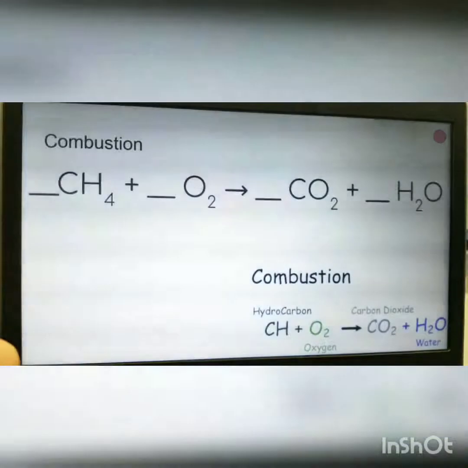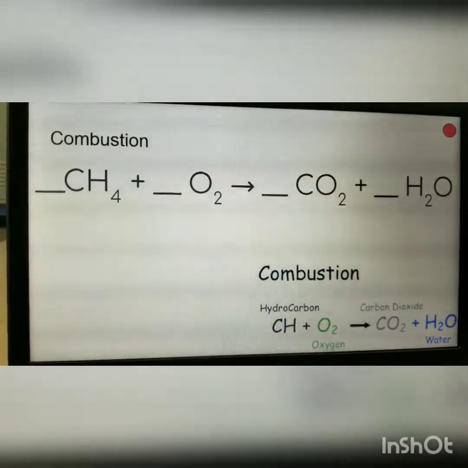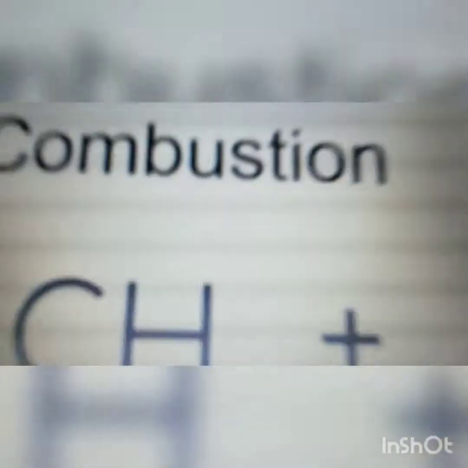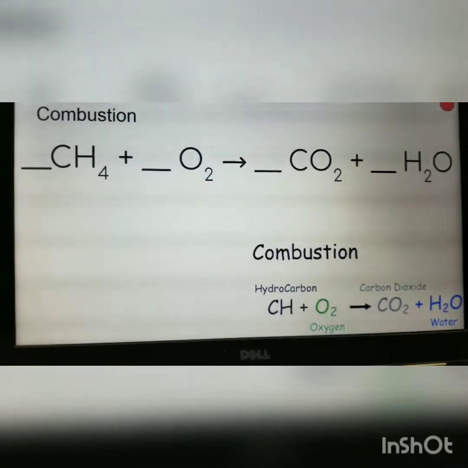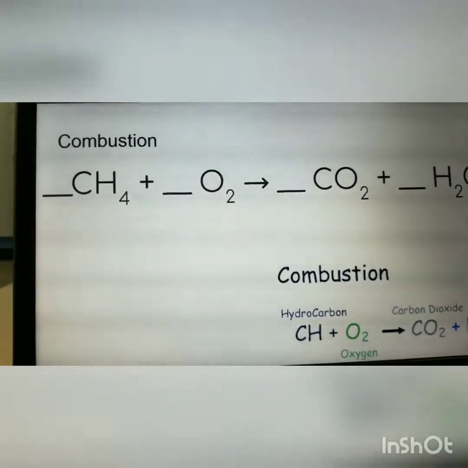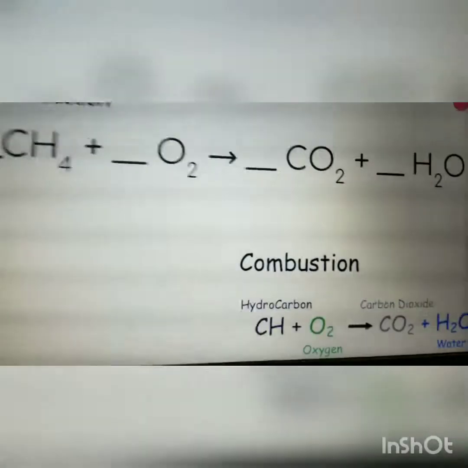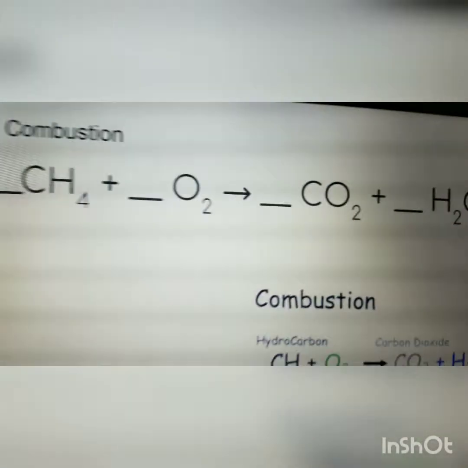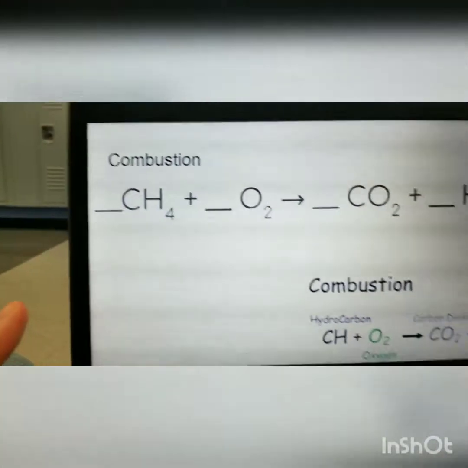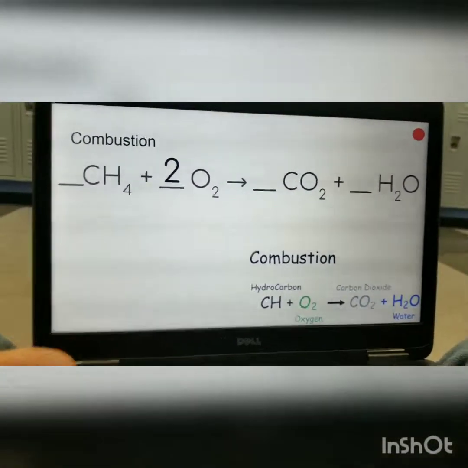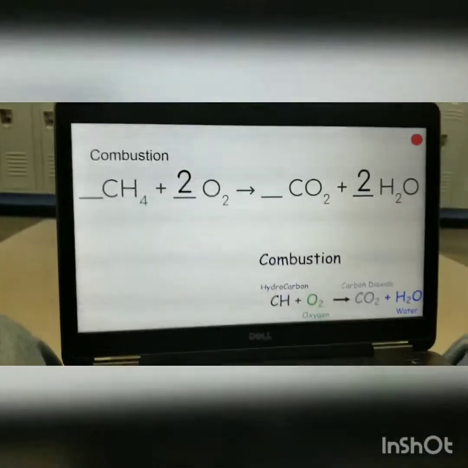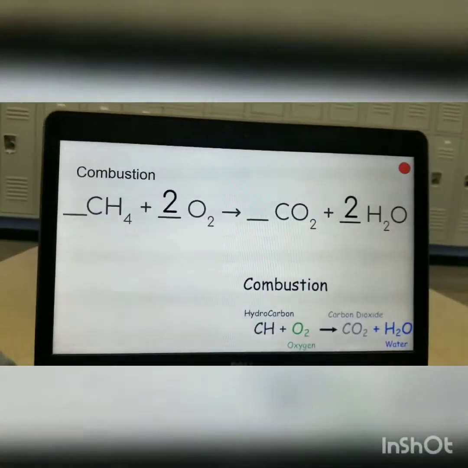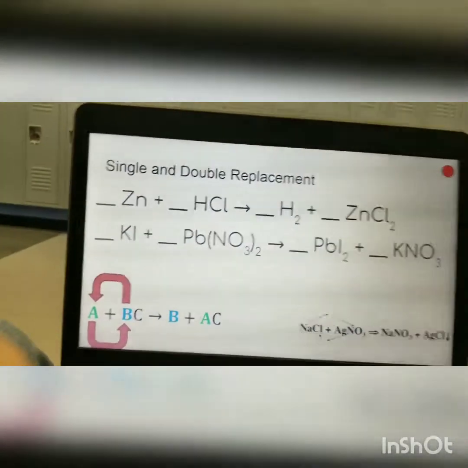Let's keep moving. So next we have combustion. So pretty much combustion is when you have oxygen on your reactant side and end up with carbon dioxide and water on the other side. But this is also not balanced yet. So we have to put a 2 in front of the oxygen over here, and then a 2 in front of the water over there. Yeah, so that is a combustion reaction.